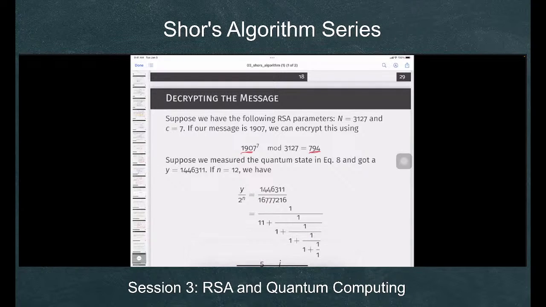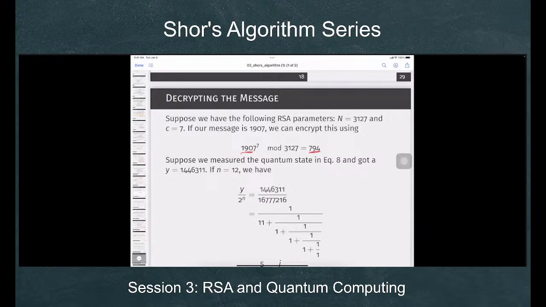Now suppose we use Shor's algorithm to compute. We put the input register in, we apply the quantum Fourier transform on the input register, and then we measure it.